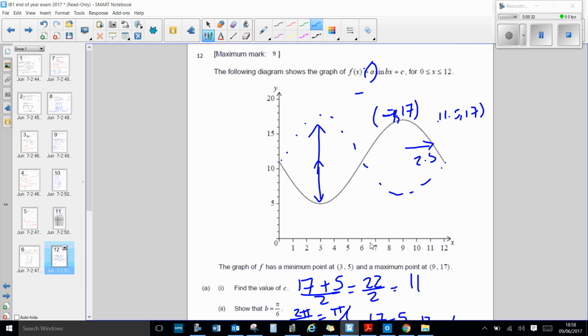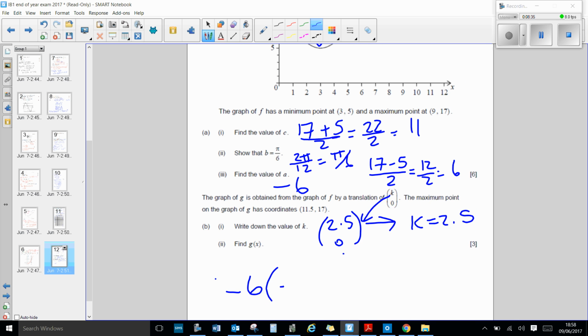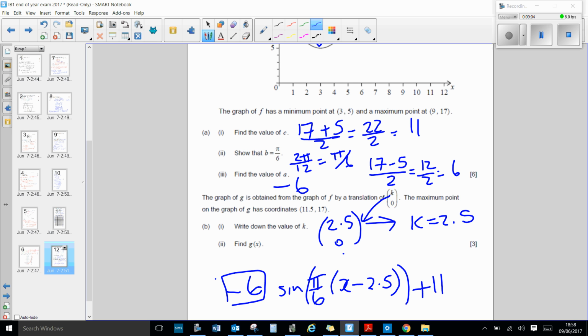It's the sine of pi over 6, then the bracket, x minus 2.5, because we've shifted. Sorry, I don't know why I put a bracket there. And close the bracket, and then plus 11. So this was from our amplitude, this was from our shift, this was from our value affecting the period, and this was our value of C. There we go, that's the end of the exam.